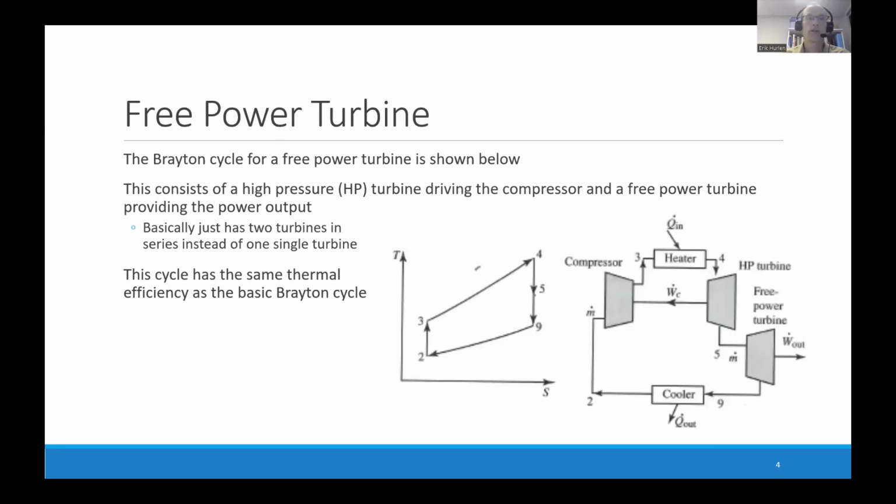Starting with the free power turbine, the difference is that there are now 2 turbines instead of just one. In the standard Brayton cycle, the single turbine both drives the compressor and provides power out. In the free power turbine variant, one of the turbines is there to drive the compressor and is called the high pressure HP turbine, while the second turbine, the free power turbine, is the one producing the power. For all intents and purposes, splitting the turbine into 2 does not affect the thermodynamics of the cycle, so unsurprisingly, the thermal efficiency of this variant of the Brayton cycle is exactly the same as the basic version.